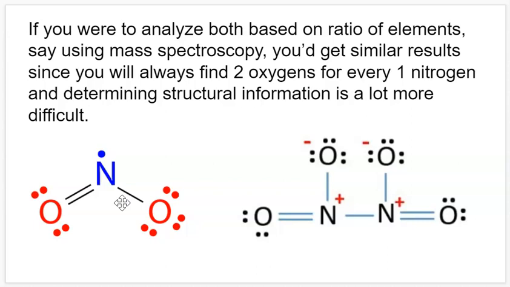And we're going to see that oxygens are hitting the detector twice as much as nitrogens are. And we're going to see that there's a 1:2 ratio of nitrogen to oxygen. And we're going to get the exact same effect for both of these compounds, even though they're very different molecules. We're going to see an oxygen peak that is twice as big as the nitrogen peak.